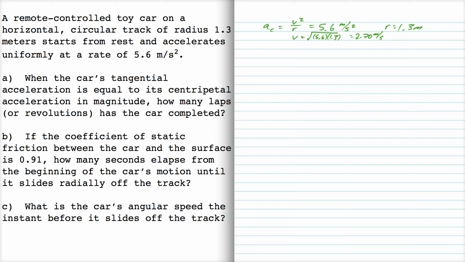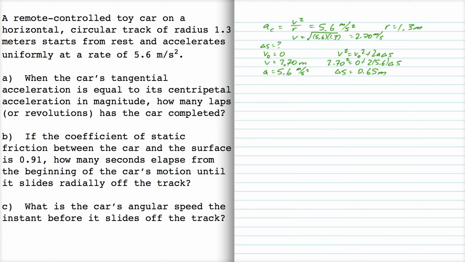Now, if I consider the linear motion of the car, I don't know delta S. I know it starts at rest, has a final speed of 2.7, and has an acceleration of 5.6, and an unknown time, so let's find delta S. I'll use this equation to find delta S. I get delta S is equal to 0.65 meters.